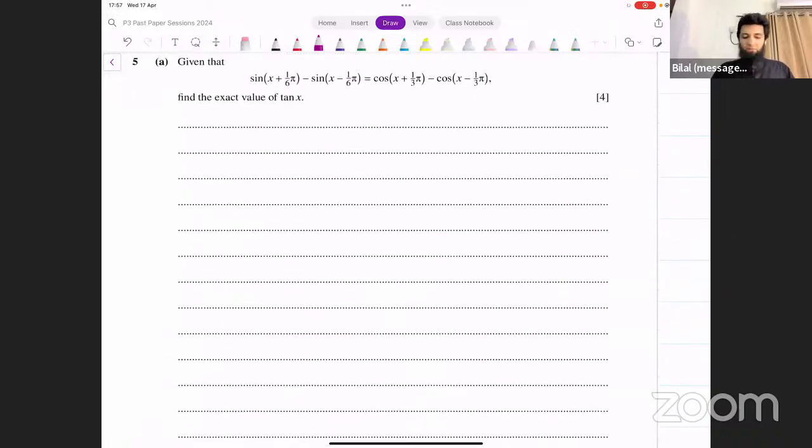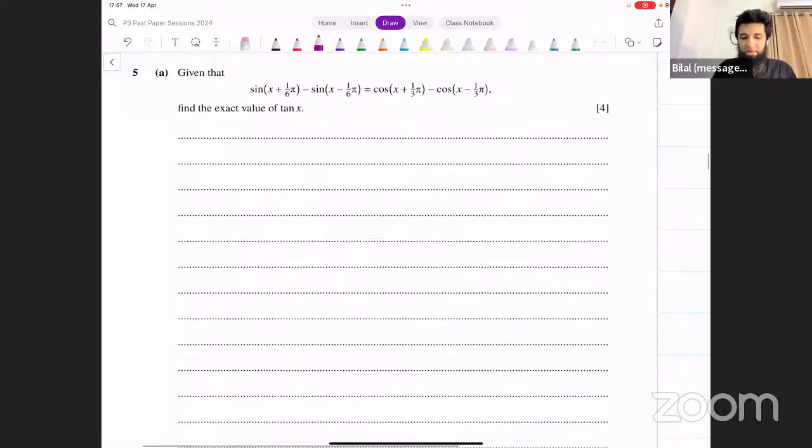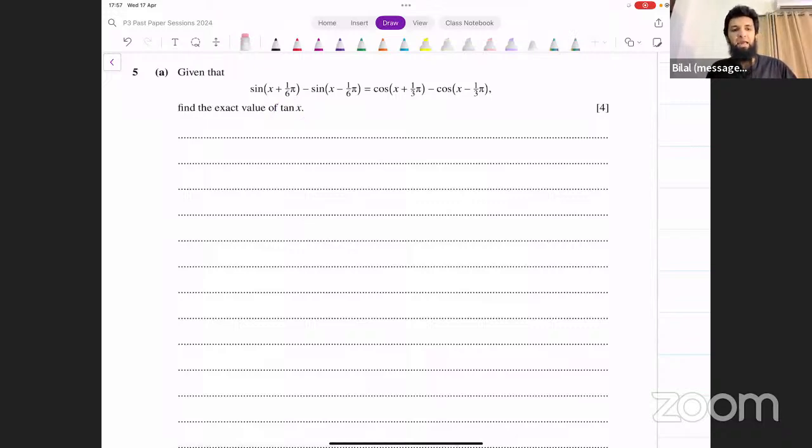Question number 5. Now we have this trigonometric equation that we need to solve and find the value of tan x. So we don't need to find the value of x, we need to find tan x from this. Now, how can we do this? We've got different angles. This is x plus pi over 6, this is x minus pi over 6, this is x plus pi over 3, this is x minus pi over 3. So we would first have to use identities to expand this whole thing.